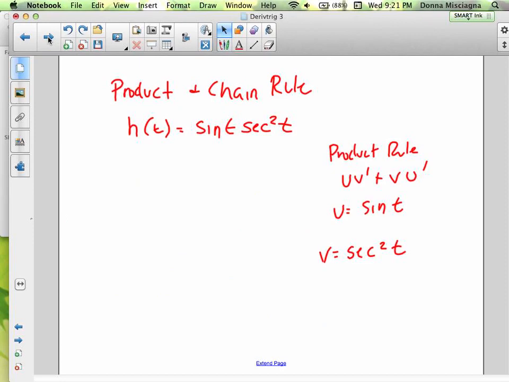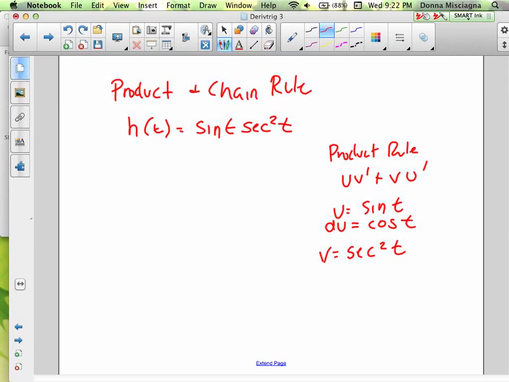All right, so here we have a product and a chain rule. The product part is that you have sine t times secant squared t. The chain part is that you have secant squared t and not just secant t. For a product rule, it's the first times the derivative of the second plus the second times the derivative of the first. So the first is sine t, and the derivative of that is cosine t.